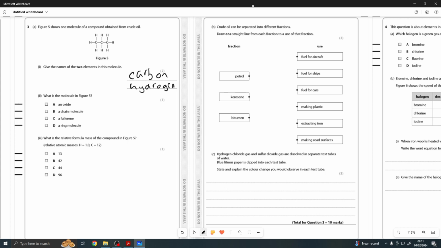Lovely, 1 mark for each. Now, what is the molecule? Is it an oxide? No, an oxide would have oxygen in it. Is it a fullerene? No, that's a big tube or ball. Is it a ring? Is there a circle going on there? There isn't. It's a chain molecule.